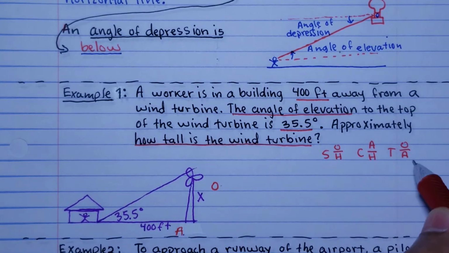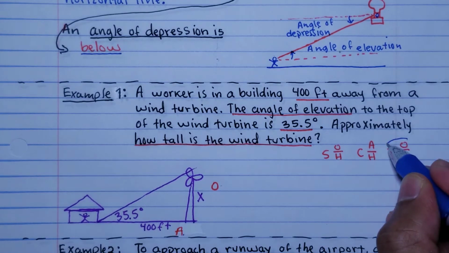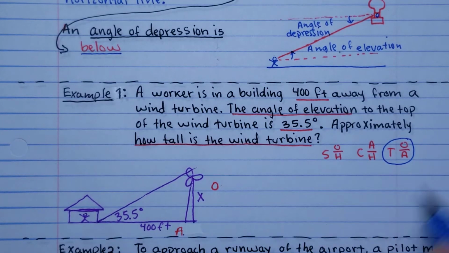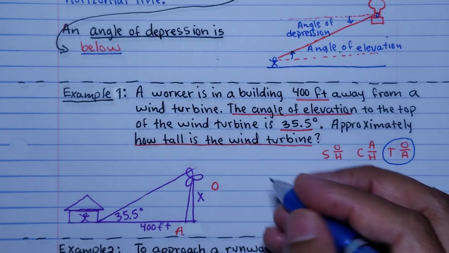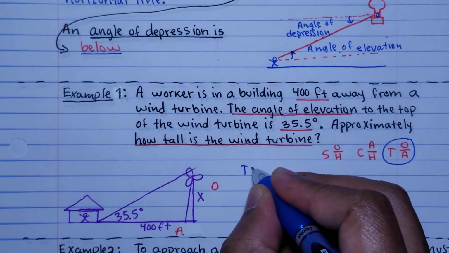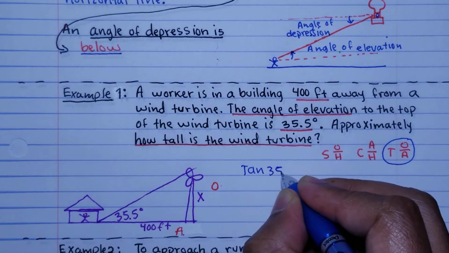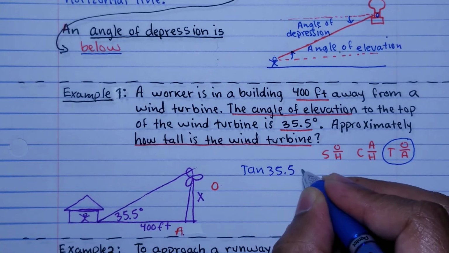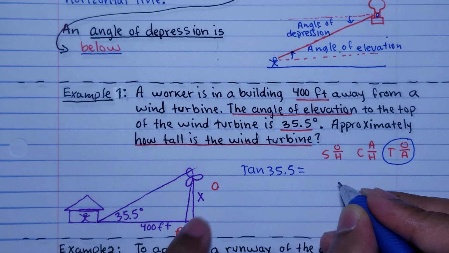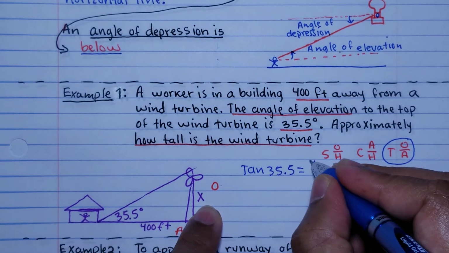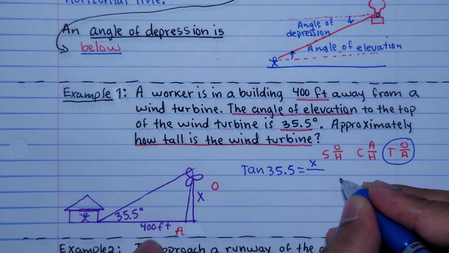So let's look at this, and we see that the one that has opposite and adjacent is the tangent one. So then I'm going to write down tangent. The angle is 35.5, and tangent is equal to opposite is x, and adjacent is 400.